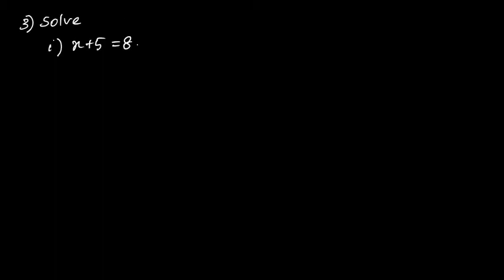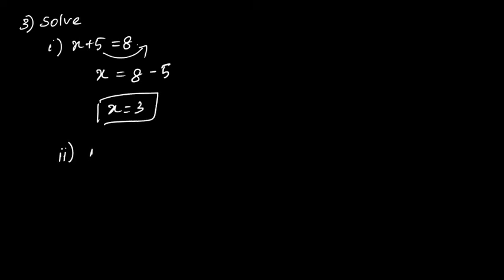Solve x plus 5 is equal to 8. So you need the value of x. So take 5 to the RHS. So 8, when plus 5 from LHS go to RHS, it becomes minus 5. So 8 minus 5, the answer is 3. So x value is 3.